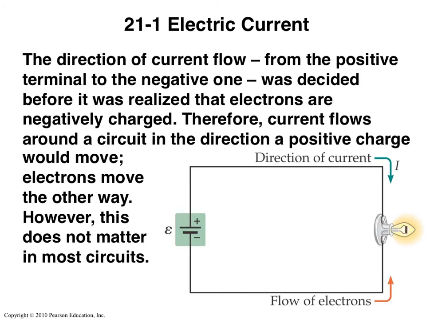All right, so the direction of current flow from positive to negative, so our current is going around like this, was decided before it was realized that electrons are negatively charged. So the current flows around the circuit in the direction positive charge would flow. However, electrons actually move the opposite way. However, this really doesn't matter. It's just something important that we should know.